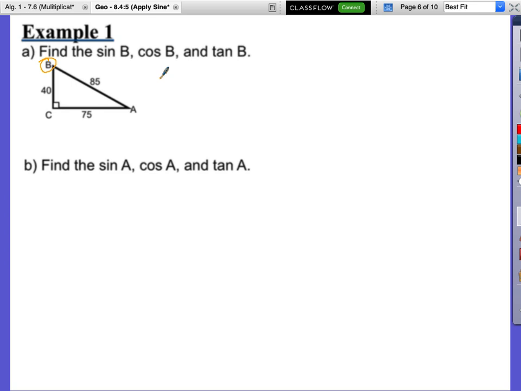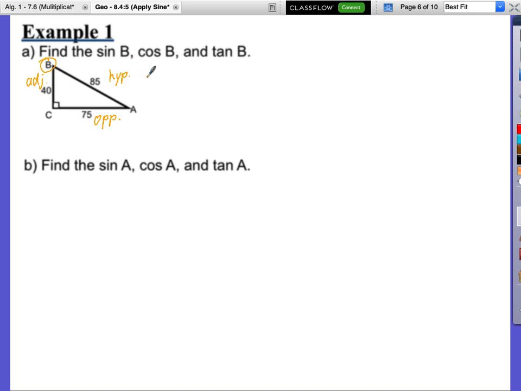So, if we're doing sine, cosine, and tangent, we probably need to know where our opposite, adjacent, and hypotenuse are with respect to this angle B. Which one of these lengths is opposite? 75, so let's label that OPP here. Which of these lengths is adjacent? 40, next to angle B. So let's label that ADJ. And which of these lengths is hypotenuse? 85.